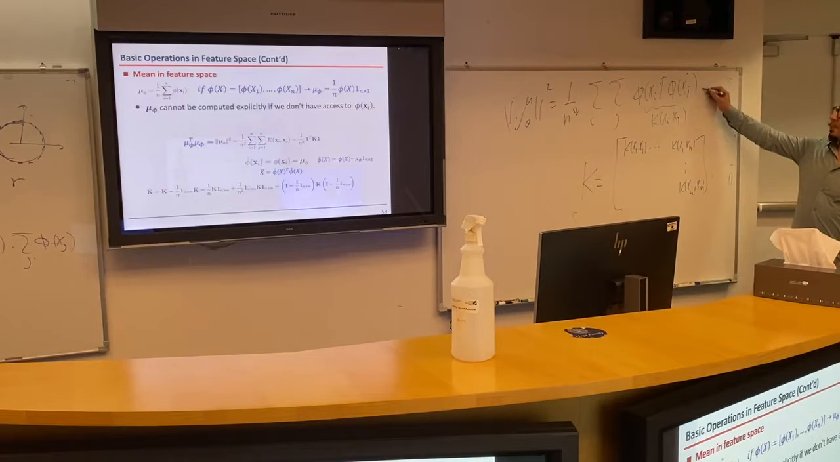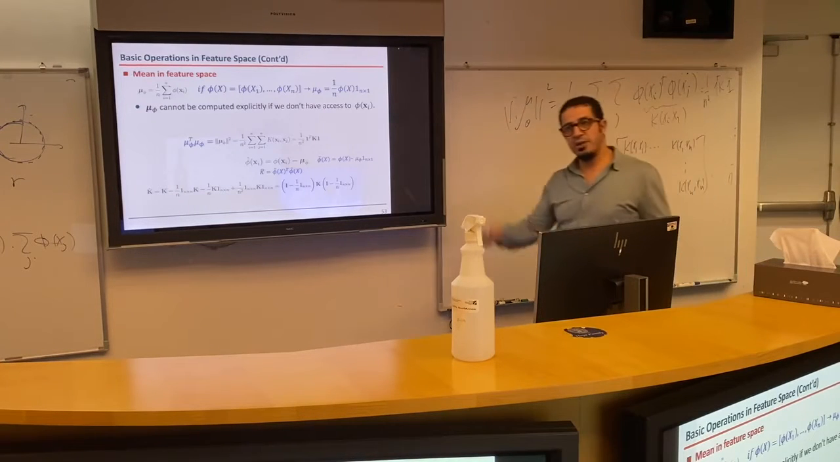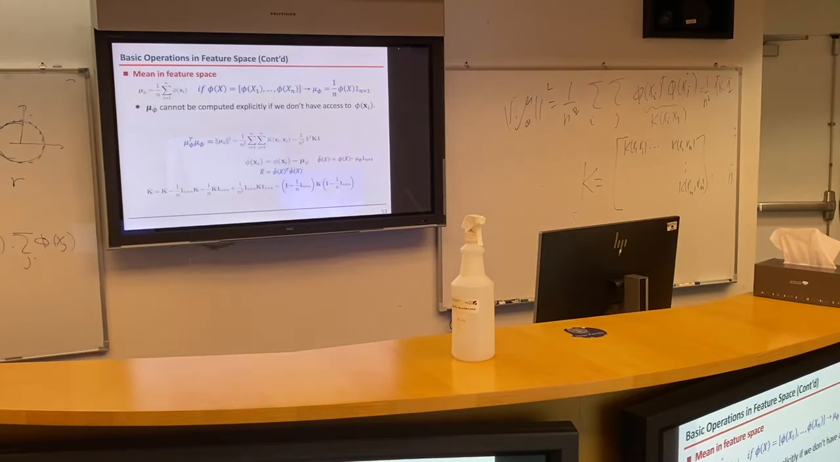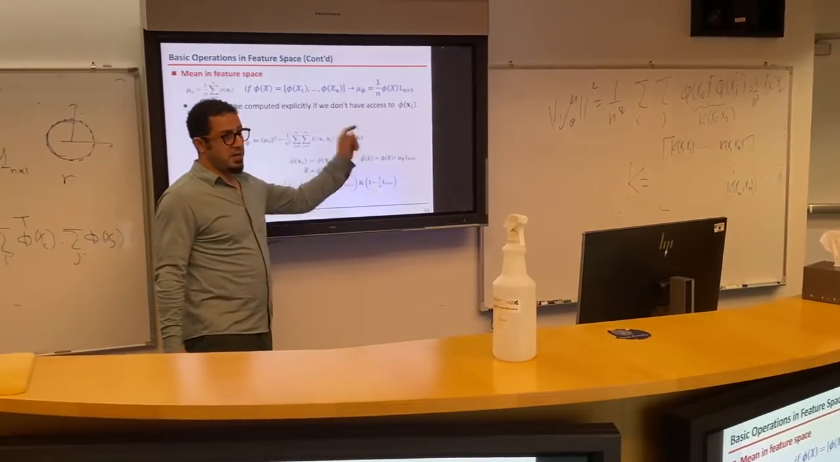How to write it in matrix equations? 1 over n squared, 1 transpose K 1. You can try it, if you get it an easy way, okay? You add on the line, you add on the column, and we add all of them. Is it clear? So we proved the norm of the mean of this one, right?